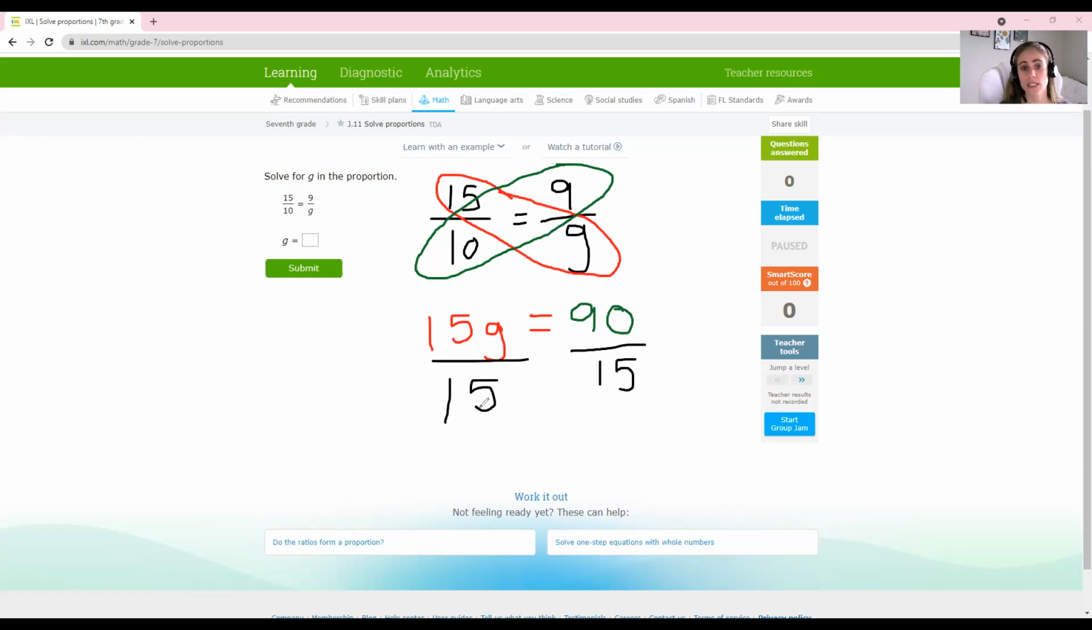Well, 15 divided by 15 is 1, because anything divided by itself is 1. So we're just left with G. And now we need to do 90 divided by 15. So 90 divided by 15 is 6. So 6 is the value for G that would complete this proportion, that would make these two fractions equivalent, make them equal.